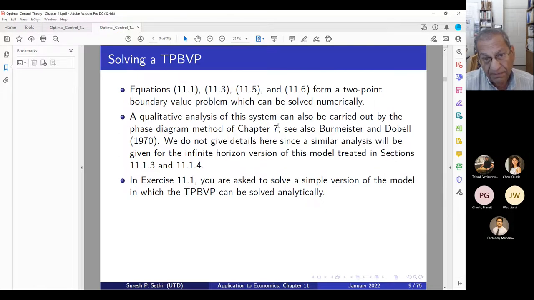But it will be a phase diagram method, which is going to be next section. So it doesn't have to really send you there. It can also be carried out by phase diagram method. And there are some books. I used to know this guy, Dobell. We do not give details here, since a similar analysis will be given next section. And there's an exercise where you are asked to solve this 2-point boundary value problem.